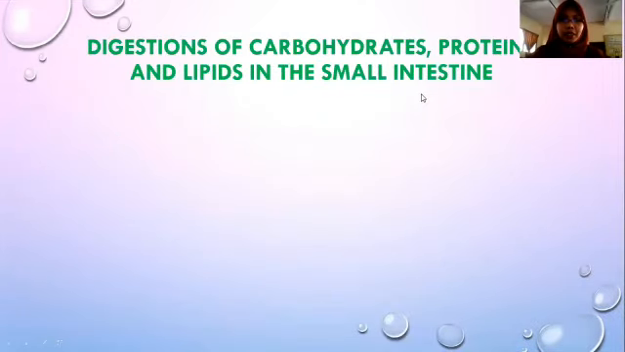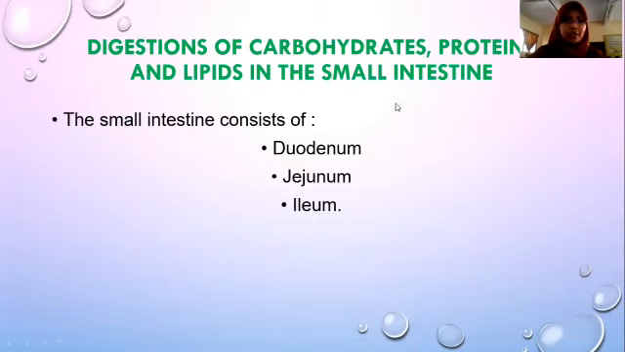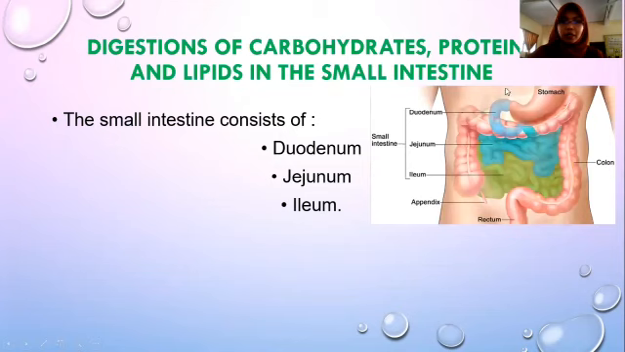Okay, now how is the digestion of carbohydrate, protein, and lipid in our small intestine? This is the last organ involved in digestion. There are three parts of the small intestine: duodenum, jejunum, and ileum. So this is the structure. This is our duodenum, continuous from the stomach, and then this is our jejunum, and the last part is the ileum.